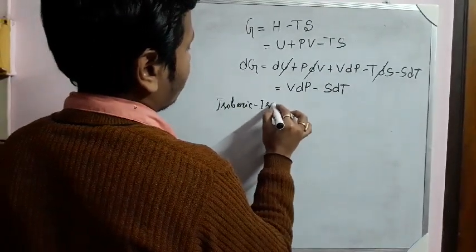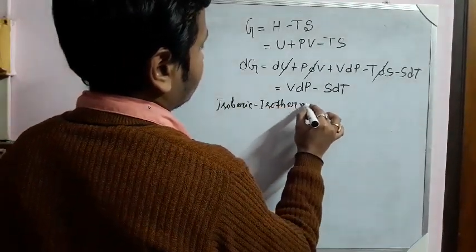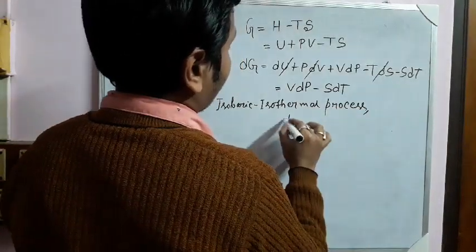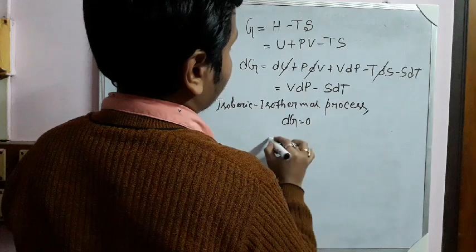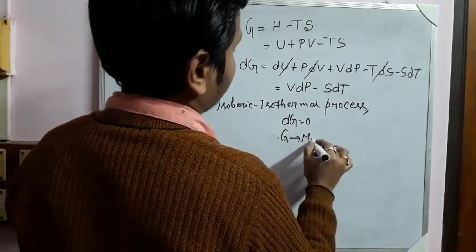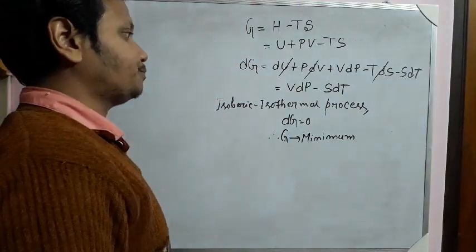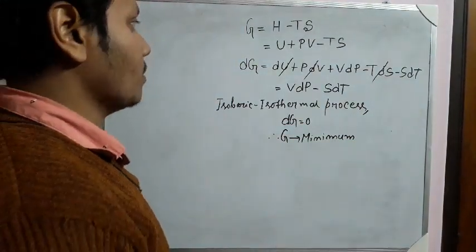Isobaric, isothermal process, what happens? dG becomes 0. That's why G tends to minimum. Okay, G tends to minimum.